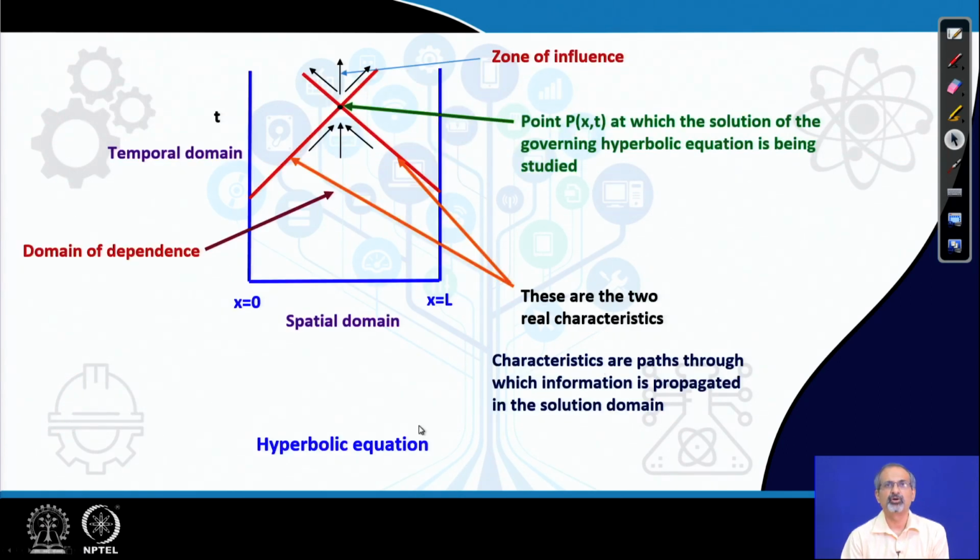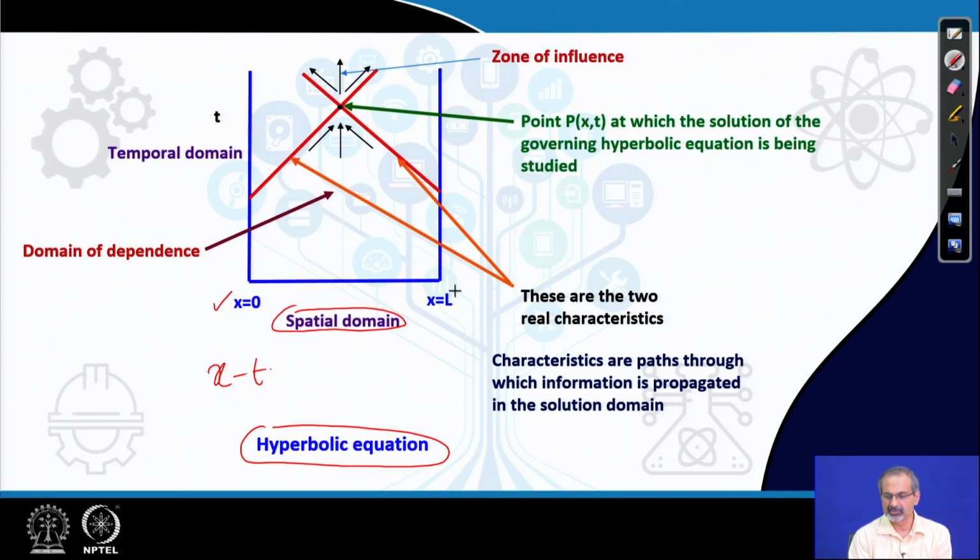Let us do a little more discussion on what we mean by characteristics and how does it show up in the solution sense. So, we are looking at hyperbolic equation. In hyperbolic equation, you can look at the problem in this manner, that you have a x t plane. So, this is the spatial domain spanning from x equal to 0 to x equal to L, and then the time proceeds from t equal to 0 to infinity. You can see 2 characteristic lines, which are the real characteristics we have been talking about.